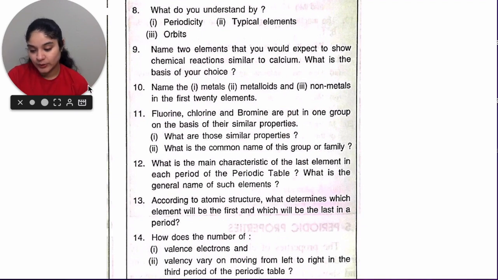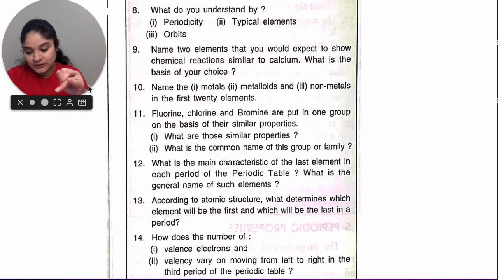Now the next is question 13. According to atomic structure, what determines which element will be the first and which will be the last in the period? So according to the atomic structure, the number of valence electrons determine the first and the last element of a particular period. Because if you have 1 valence electron, you will be in the first group. If you have 8, you will be in the last group. So accordingly, you are able to identify the position based on the electronic configuration. That means based on the valence electrons.